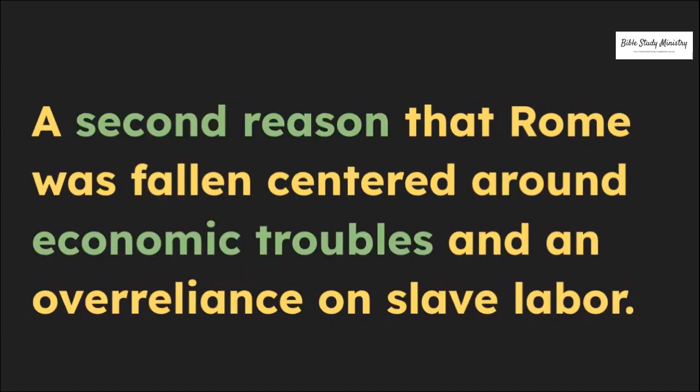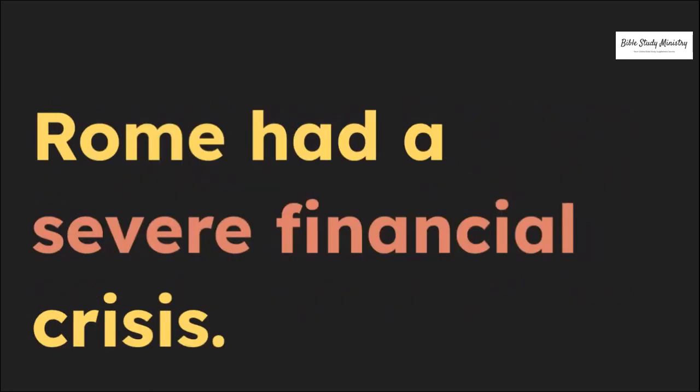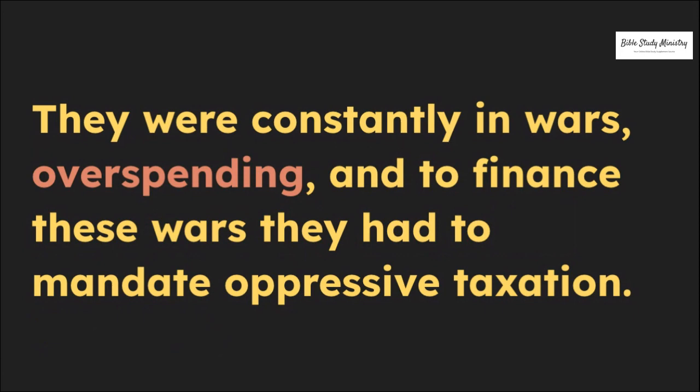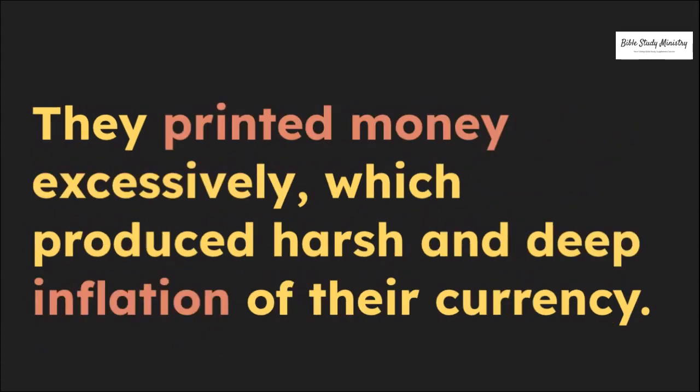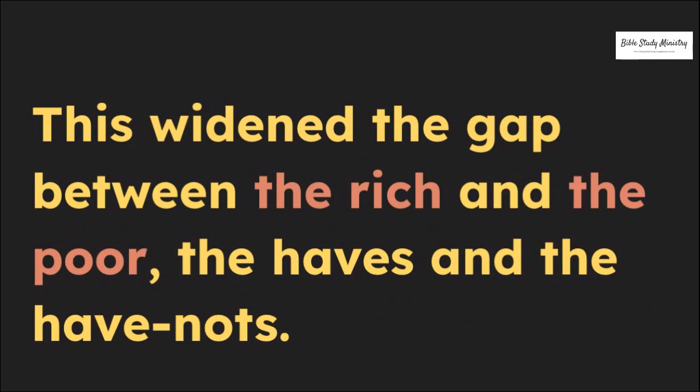A second reason that Rome fell centered around economic troubles and an over-reliance on slave labor. Rome had a severe financial crisis. They were constantly in wars, overspending, and to finance these wars, they had to mandate oppressive taxation. They printed money excessively, which produced harsh and deep inflation on their currency. This widened the gap between the rich and the poor, the haves and the have-nots.